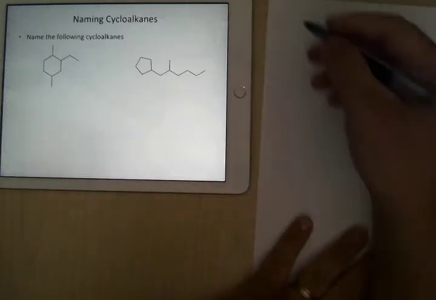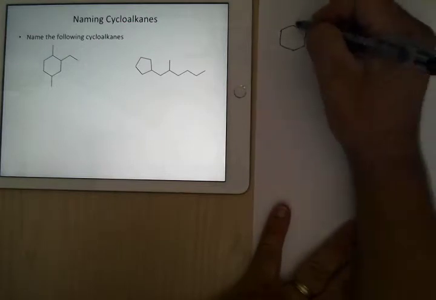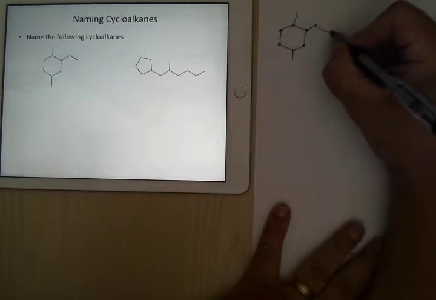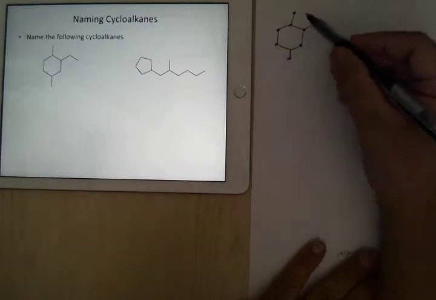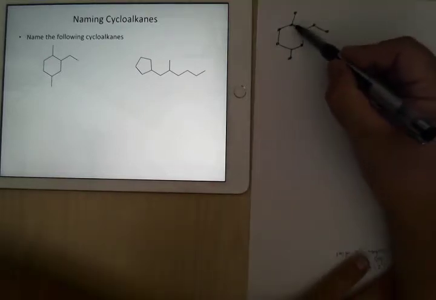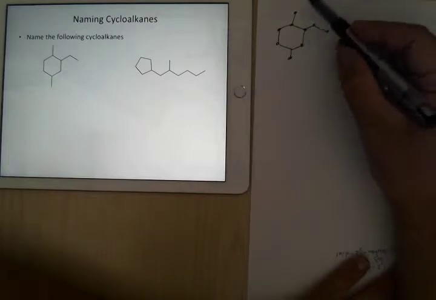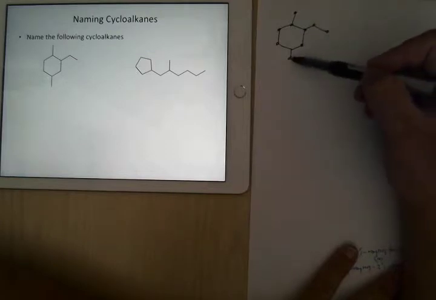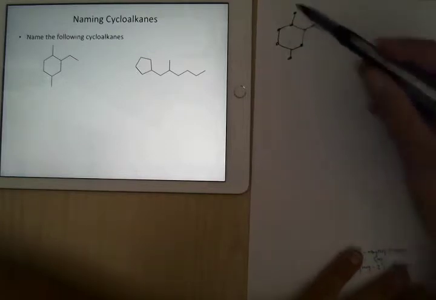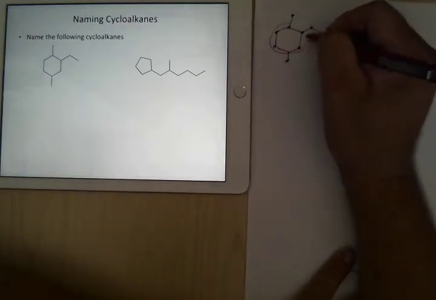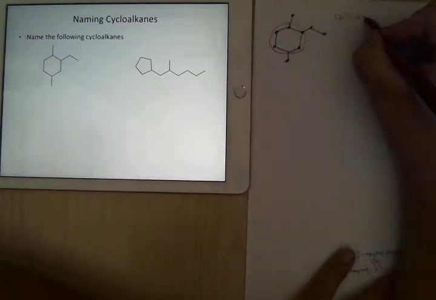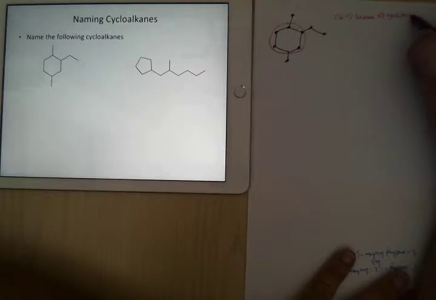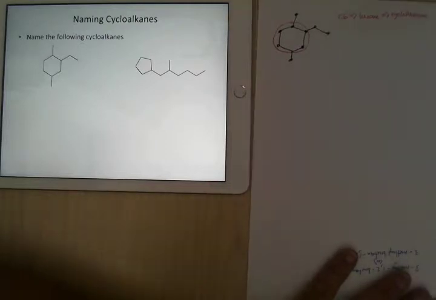Okay, so we've got this first one. Put in your dots. Here you have a 6-membered ring: 1, 2, 3, 4, 5, 6. But you have a 1 carbon straight chain, a 2 carbon straight chain, and a 1 carbon straight chain. None of those is larger than 6, so the main chain is going to be here. This is C6, which would normally be hexane, but it's a ring, so it's cyclohexane. So that's the main chain.